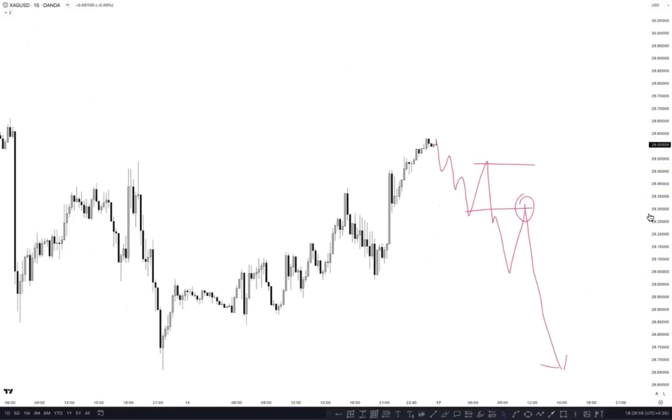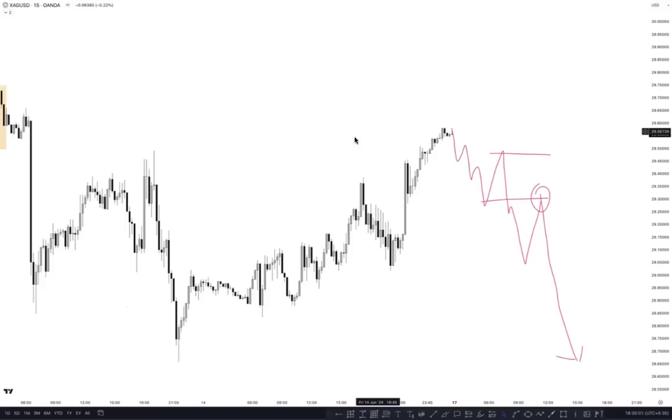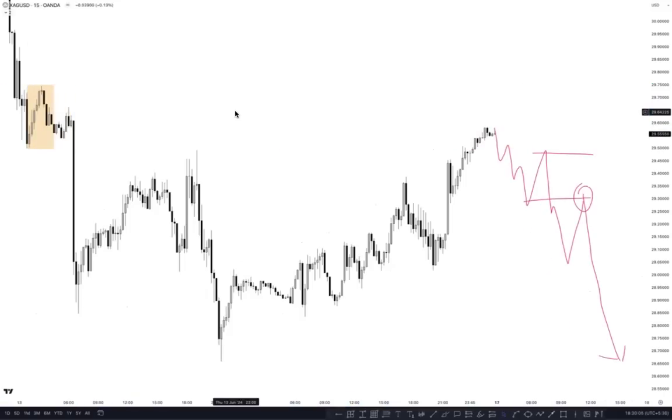This is a simple way, right? And this is only applicable when price taps on order flow or takes out the inducement. That's it.